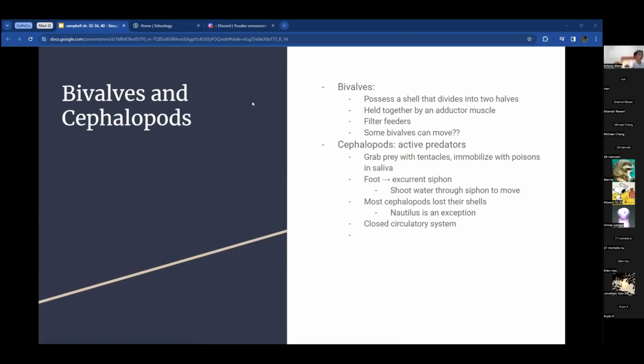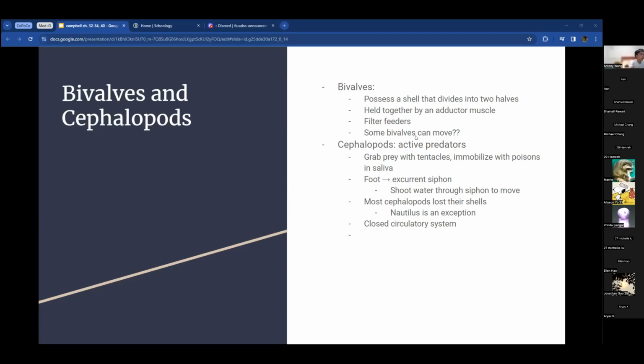Bivalves and cephalopods. Bivalves are clams. They have a shell that divides the organism into two halves. The shell is open and closed by an adductor muscle, and this muscle is very powerful. It's a filter feeder, and some bivalves look like a very demented butterfly. It can open and close its shell in a way that looks like it's flying. You can search it up. Actually, quite funny.